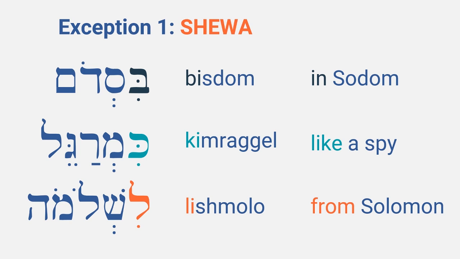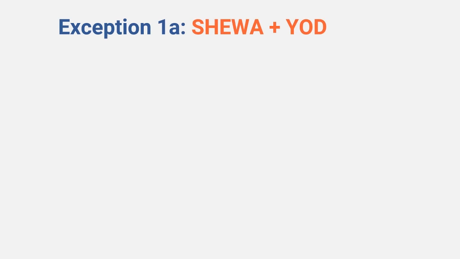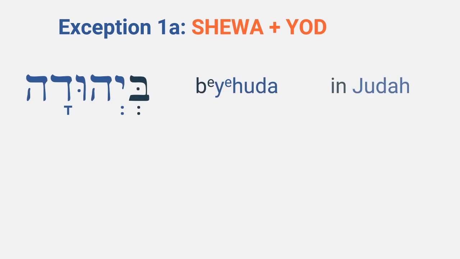So this is how we end up with Bisdom, in Sodom, Kimragil, like a spy, and Lishlomo, for or from Solomon. Now this rule also has an exception, and that is if the first consonant of the noun is a yod. Let's look at this step by step.